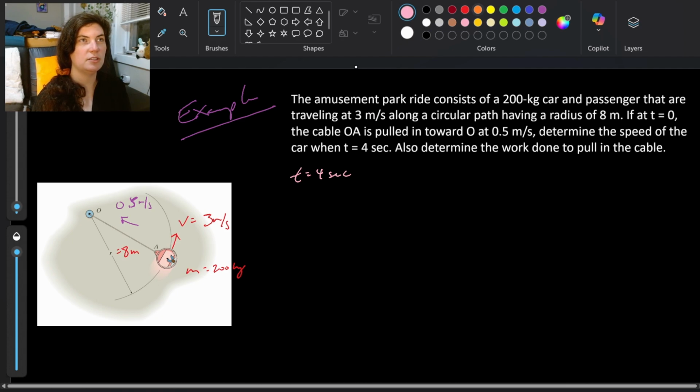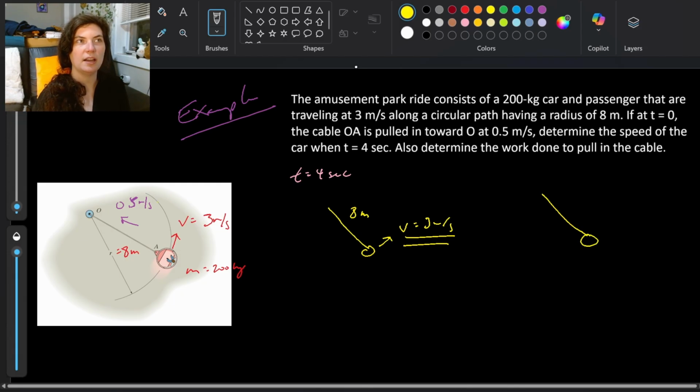So let's take a look at these two conditions that they gave us. They told us that initially our car is out here. It has a velocity of 3 meters per second, and this radius is 8 meters. And then we want to find what that speed is, the tangential speed of our car, when t equals 4 seconds.